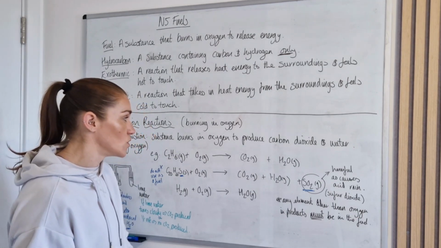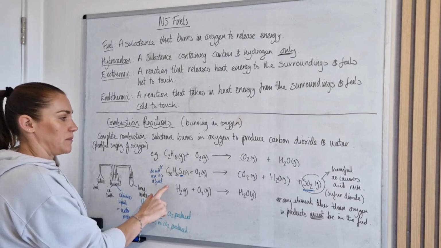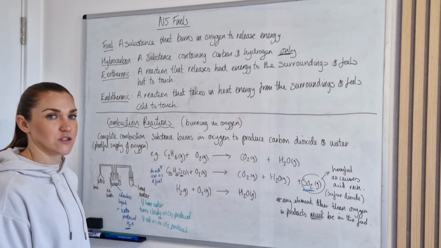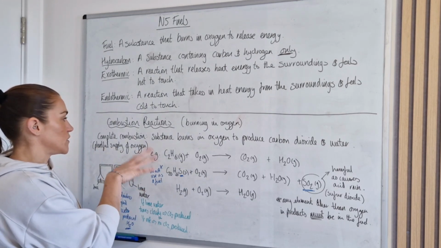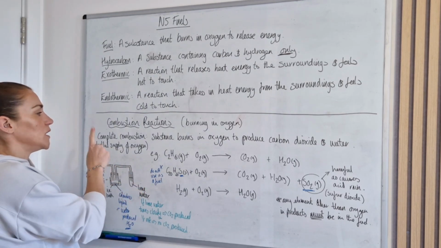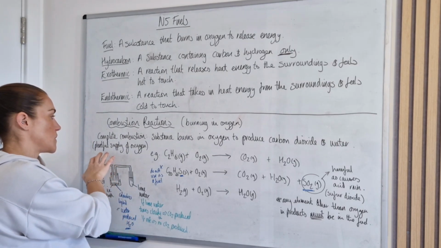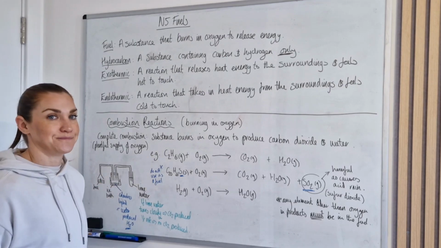Okay, so that's generally complete combustion. Like I said, we could have balanced these equations, but we'll save that for the balancing equations video. So what we're going to do now is talk about another type of combustion reaction that's not complete combustion, but it's known as incomplete combustion. So this is where we have a limited supply of oxygen as opposed to a plentiful one.